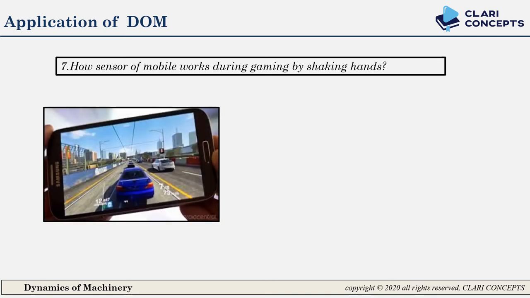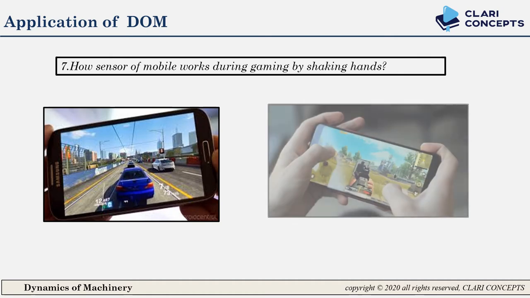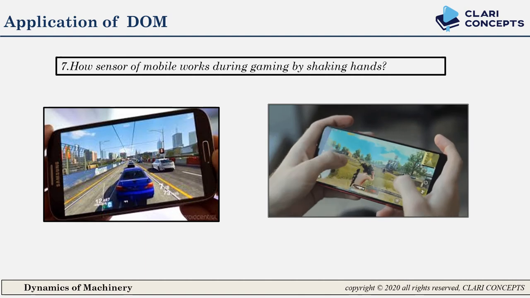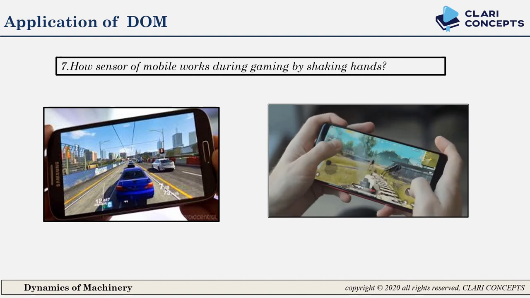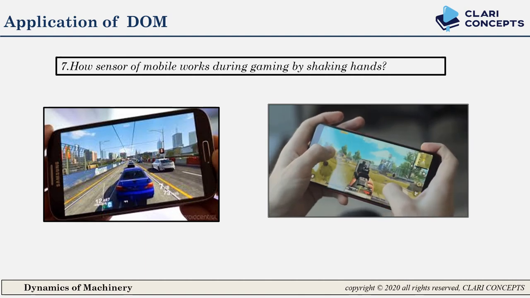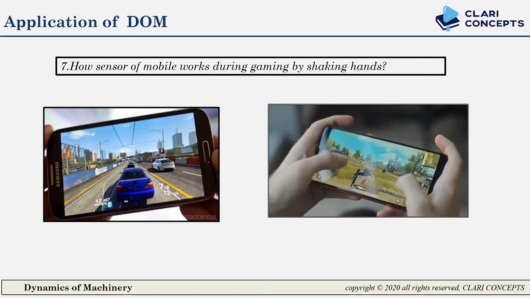So the reason behind this is the gyroscopic sensor, which helps produce internal motion by external action. The gyroscope sensor is also a part of dynamics of machinery.